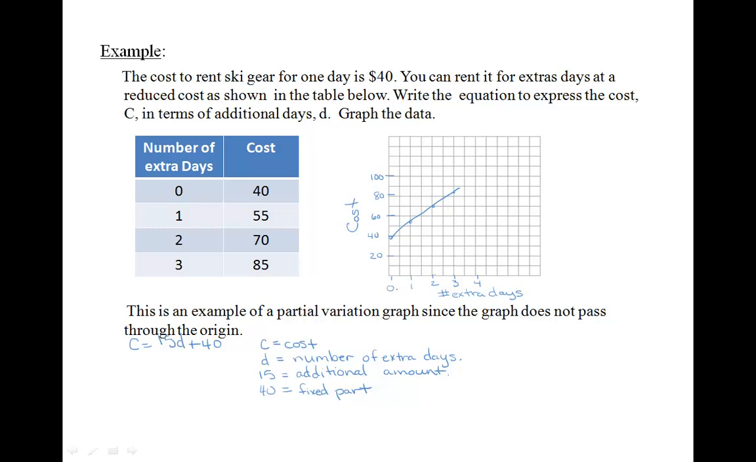So this is an example of a partial variation graph since the graph does not pass through the origin. In a partial variation graph, one variable equals a constant multiple of the other, plus a constant value. In this example, the constant value is 40.